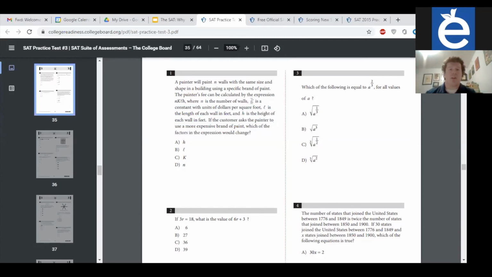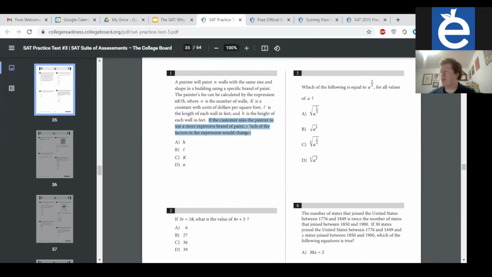So looking here, K is the constant with units of dollar per foot. L is the length of each wall in feet. H is the height of each wall in feet. The customer asks the painter to use a more expensive brand of paint. Which of the factors in the expression would change?